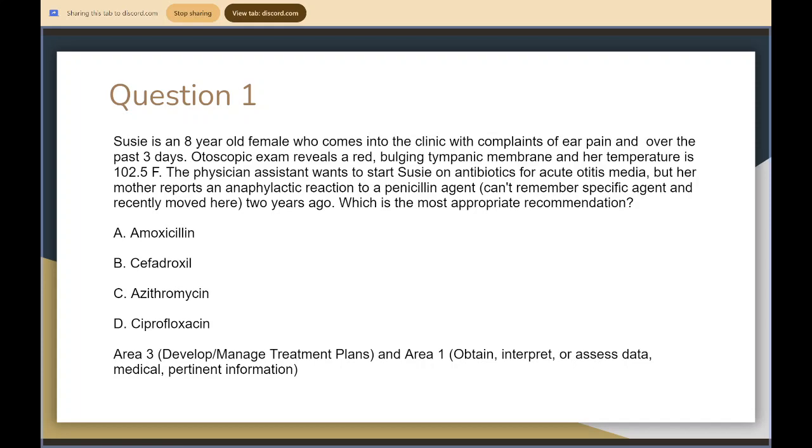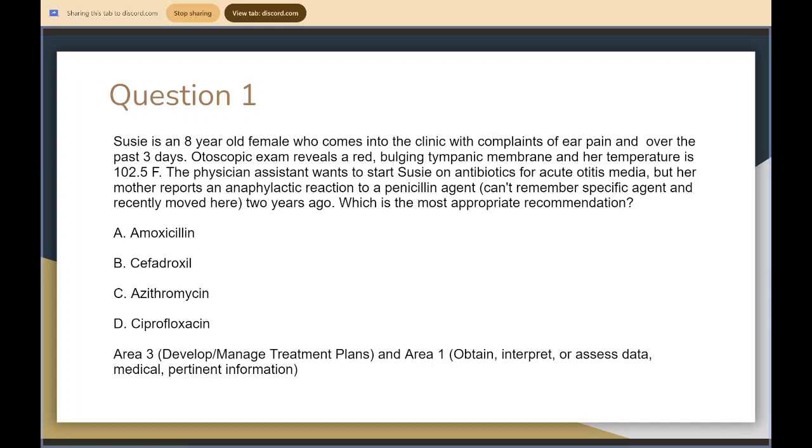Because this patient has anaphylaxis, which is a true allergy, we can cross out amoxicillin. And choice B is cefadroxil. Cefadroxil belongs to the class of antibiotics called cephalosporins. And there is a bit of cross reactivity. I have seen numbers from 1% to 20%. However, cefadroxil specifically shares an R1 side chain with amoxicillin. And because of that, cefadroxil is also ruled out.